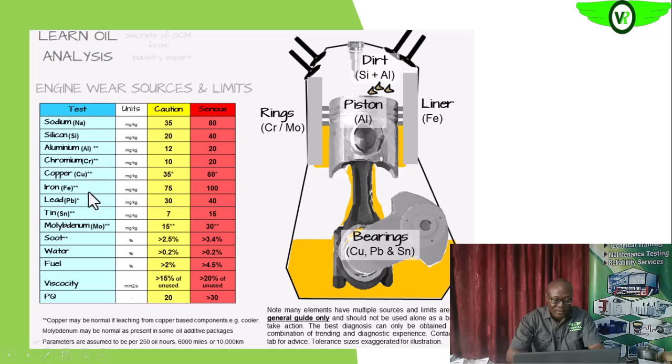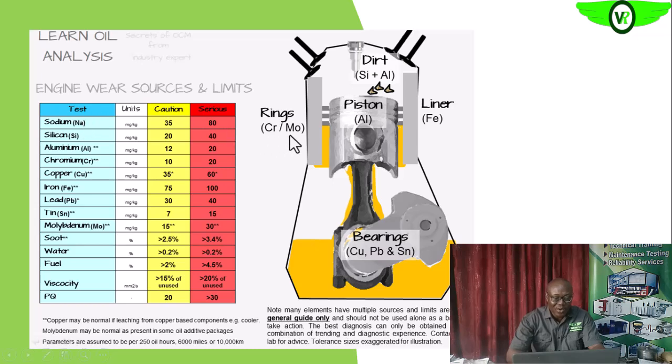So if you have sodium, when you analyze the oil and you have about 35 parts per million, 35 ppm of sodium, that will tell you that you should be very cautious. That is a warning level. Then once it is 80 and above parts per million, that's the alarm level.